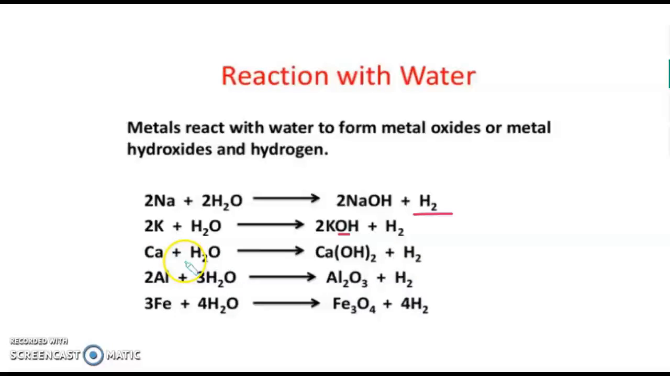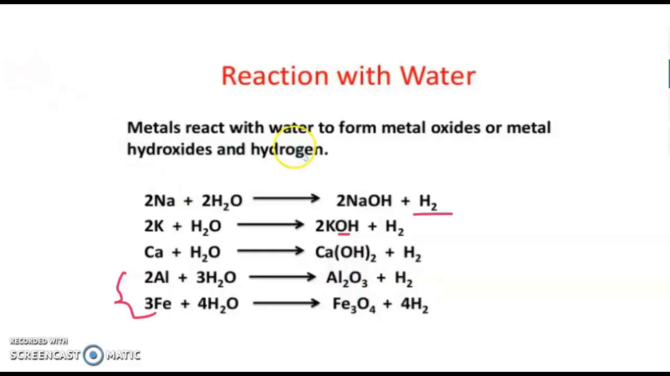Here calcium combines with water to give calcium hydroxide. Aluminium combines with water to give aluminium, see, it's oxide, not hydroxide. Aluminium combined with water gives aluminium oxide. Iron combines with water to give iron oxide and hydrogen. So these two are the exceptional cases. Others give you hydroxide. These two give you oxide and hydrogen.